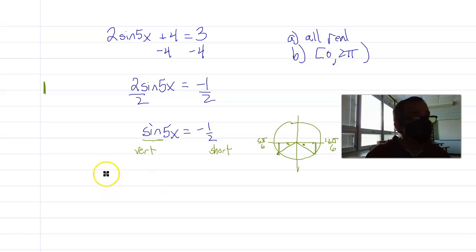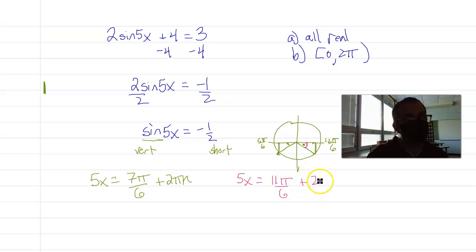So that tells me that 5x could be equal to whatever pi/6 more than pi is. So that's 7 pi/6 plus any full rotation. And then in gorgeous pink, it's pi/6 away from 12 pi/6. So 5x could equal 11 pi/6 plus any full rotation.